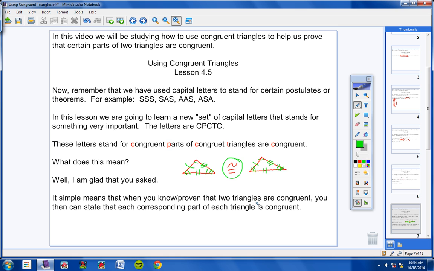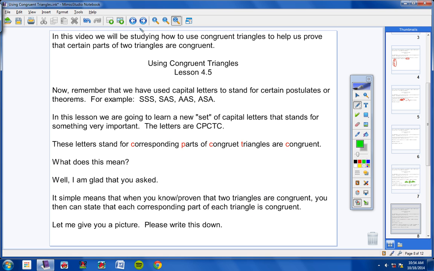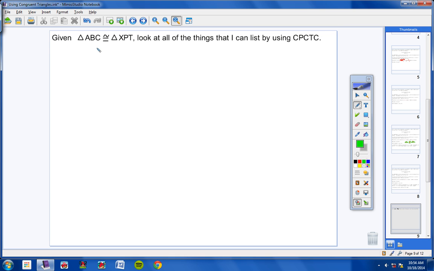Okay, so with that in mind, let me give you a picture. I want you to write this down, okay? Write in your notes, triangle ABC is congruent to triangle XPT, okay? Write that down. And then think of all the things that you can list by using CPCTC. Pretend that we were doing a proof, okay? And pretend in your proof that you were given, take some good notes now, okay? Watch this. Pretend in a proof you were given this.